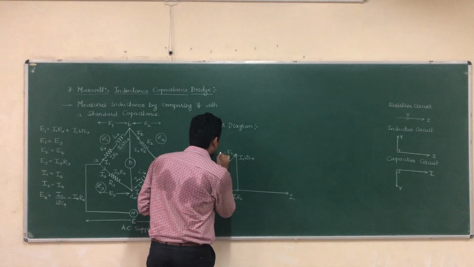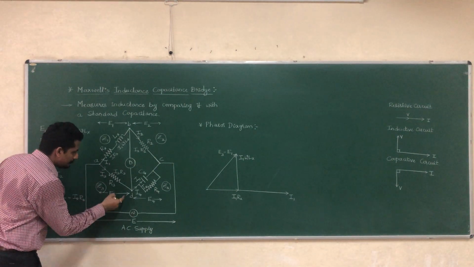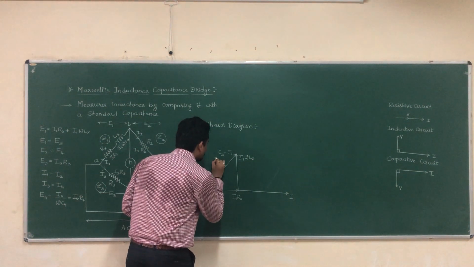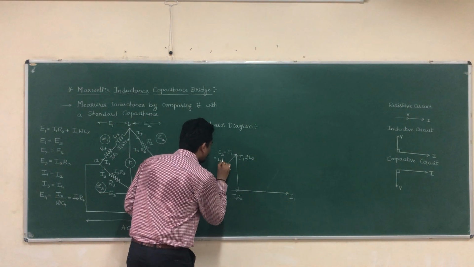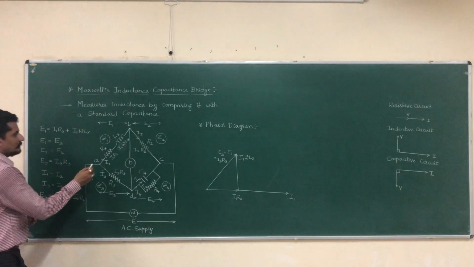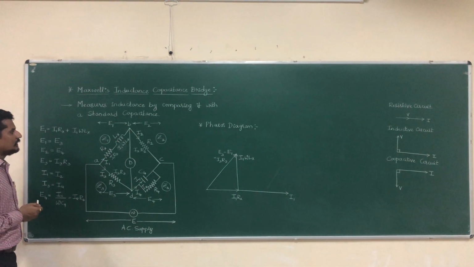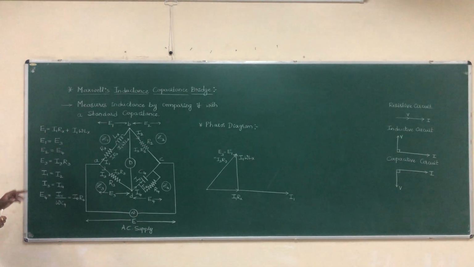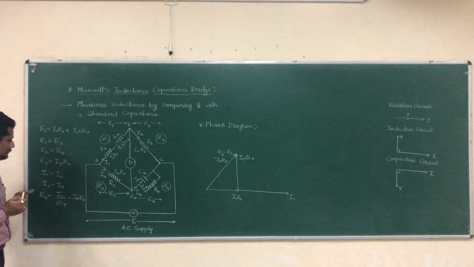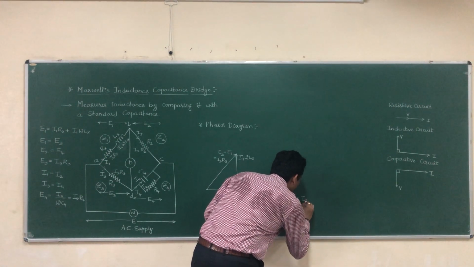So this will be equal to E3. And what is the value of E3? Voltage drop across E3 is I3 R3, which is also equal to I3 R3. So we have completed this arm as well as this arm. Now, next, under balanced condition we have one more condition, that current I1 will be equal to I2. If this is current I1, this will be equal to I2.